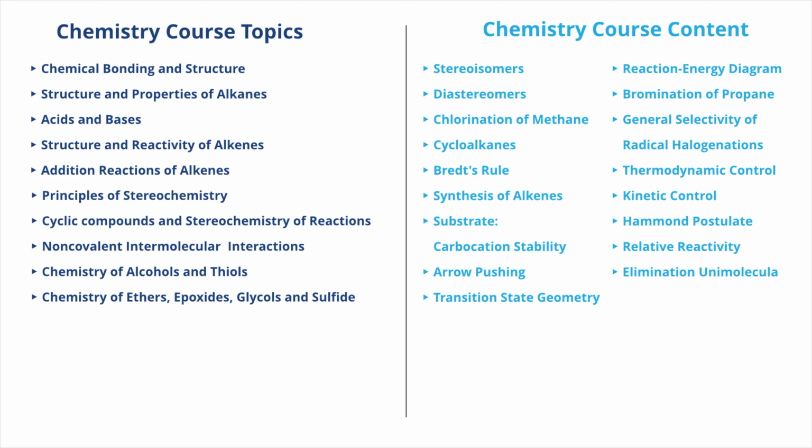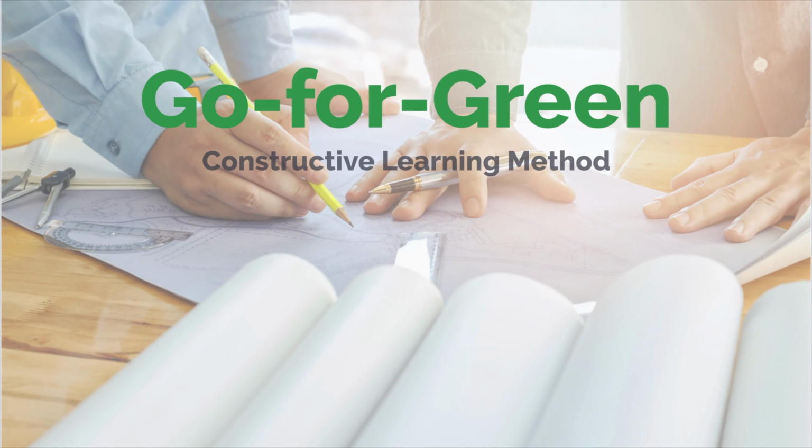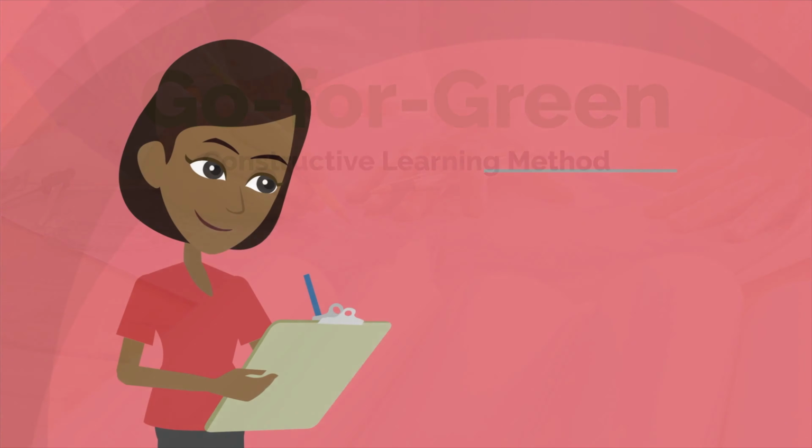And yet, there are two additional course components that students must factor in the Go for Green constructive learning method. These final components will be covered in Part 3. But let's recap before we move ahead.